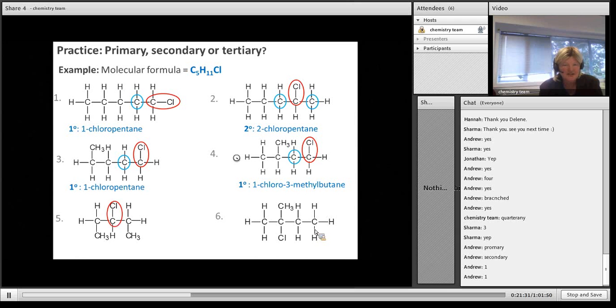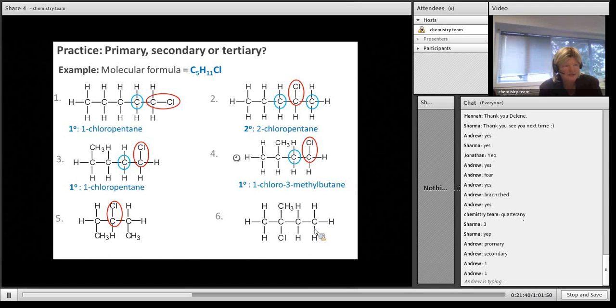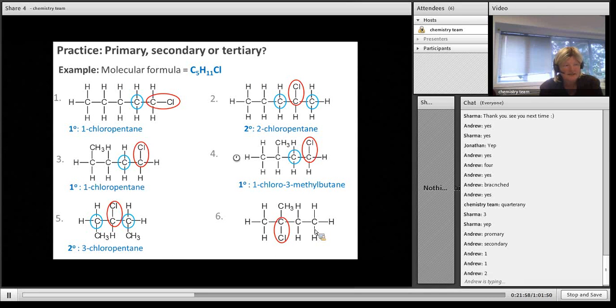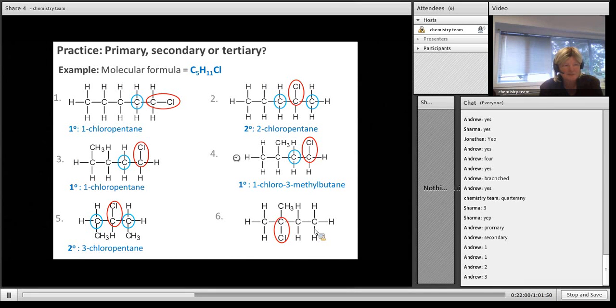And so there's our CCl for molecule number 5. Is that primary, secondary, or tertiary? Secondary, because it's bonded to two others. And finally, the last one, is that primary, secondary, or tertiary haloalkane? Nobody want to have a go? Yep, okay, Andrew, correct. There's 3 there.